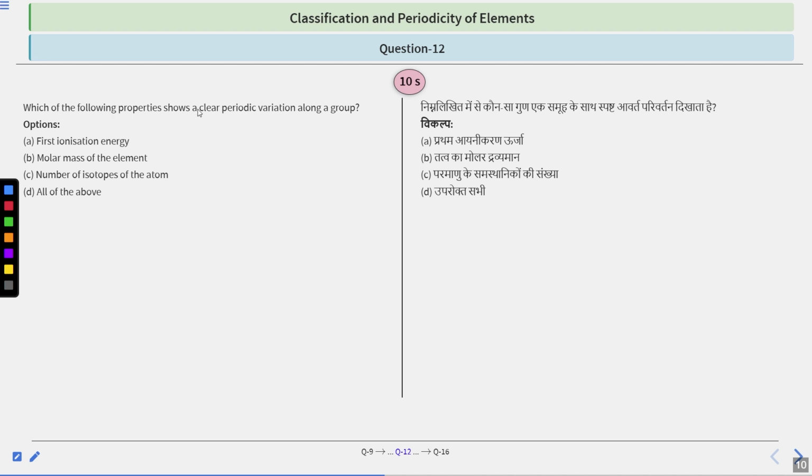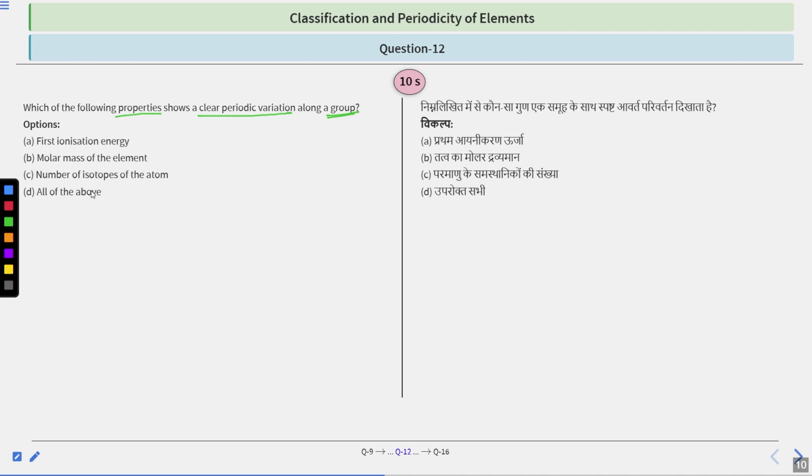Which of the following properties shows a clear periodic variation along a group? We have been given some properties in the options. We have to find the one property which shows the periodic variation along a group. So if you see the periodic table of elements, you can see that a group runs from top to bottom, and a period runs from left to right. If you see in a periodic table, right? So along a group, a clear periodic variation will be of which property? Okay, so we have to select the correct one from the options.